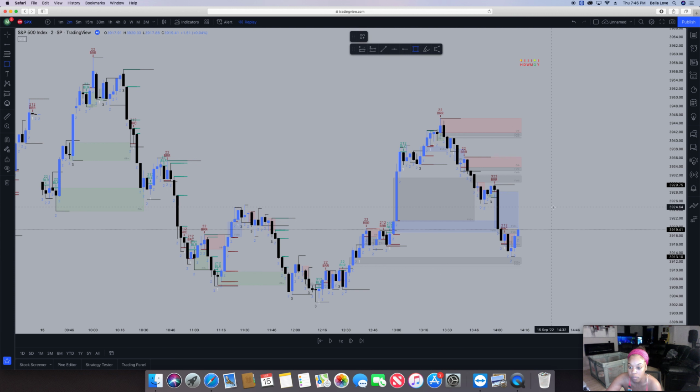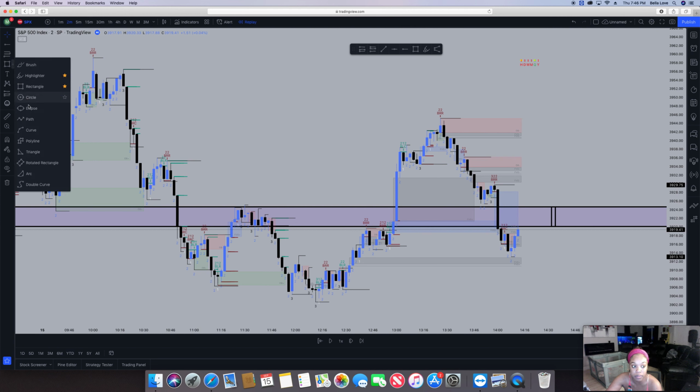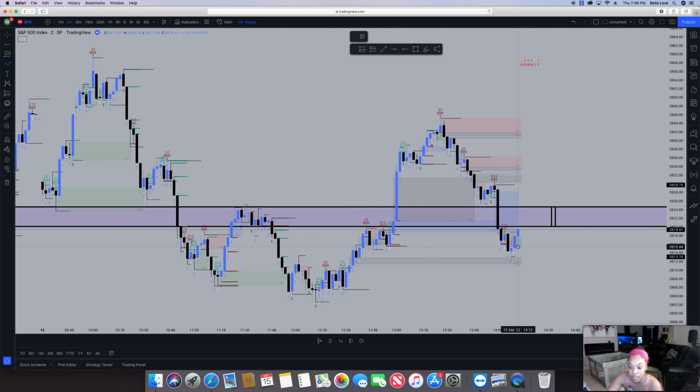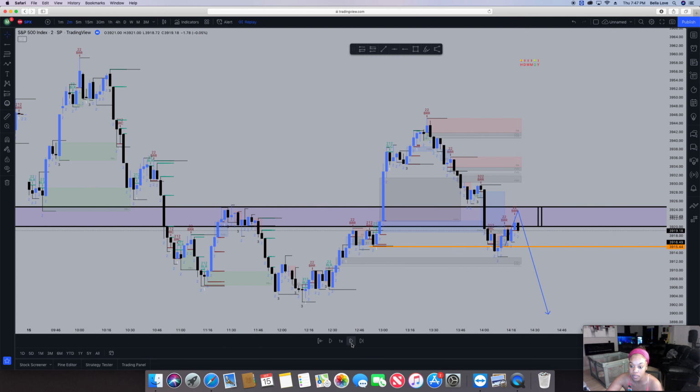It's going to go back up into this fair value gap, at least to fill 50% of it. And then that would have been another safe entry to go for puts. So you would have been able to do something like this, right? From this line. Safe entry again for puts.